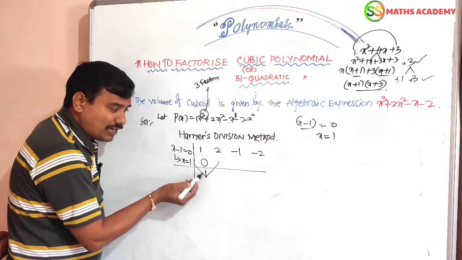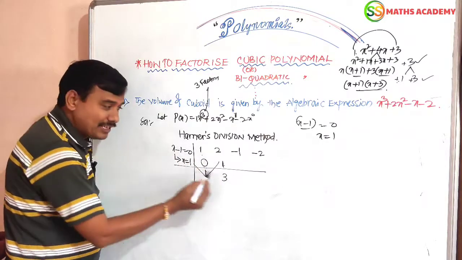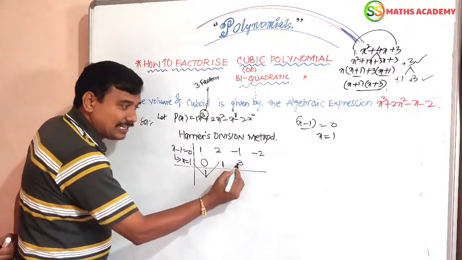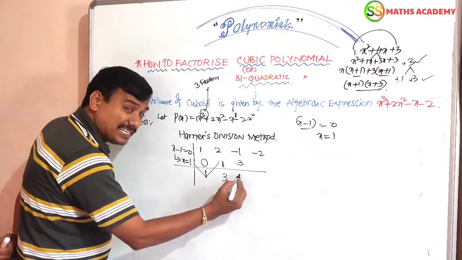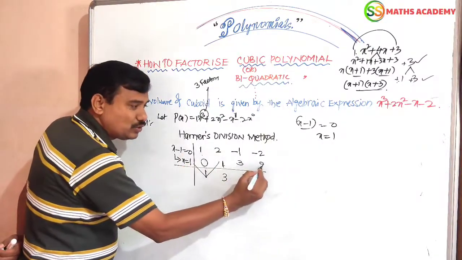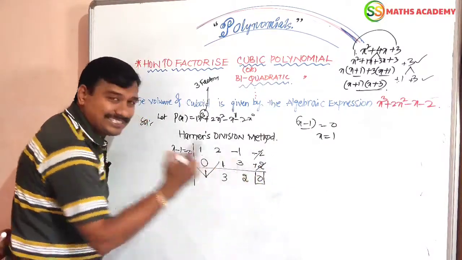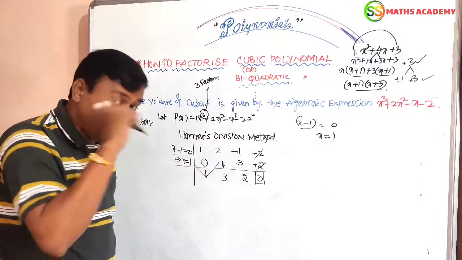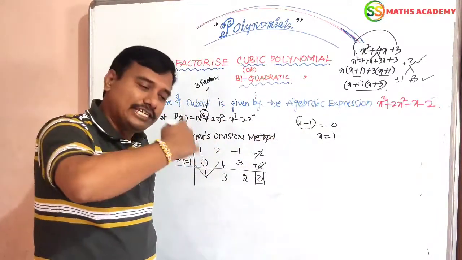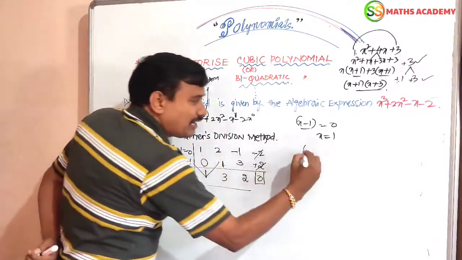1 plus 0, 1. 1 into 1, 1. 2 plus 1, 3. 3 into 1, 3. 3 minus 1, plus 2. Here minus 2 plus 2 get cancelled, remainder 0. Yes, I got remainder 0, friends, which means it is a factor. It is verified.